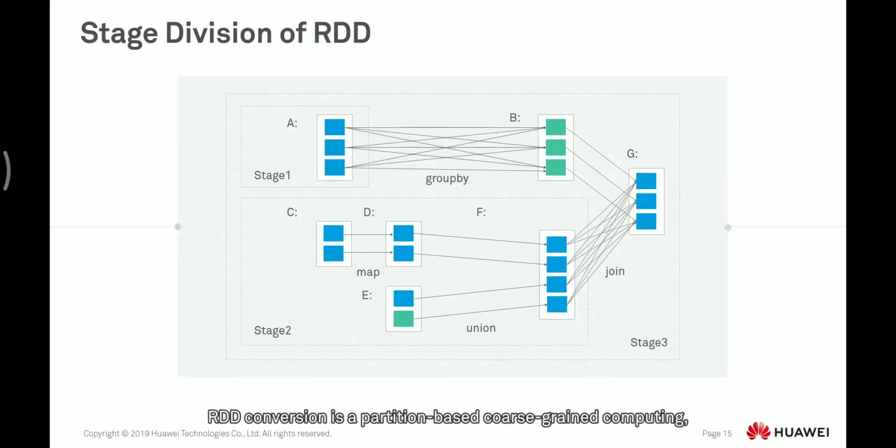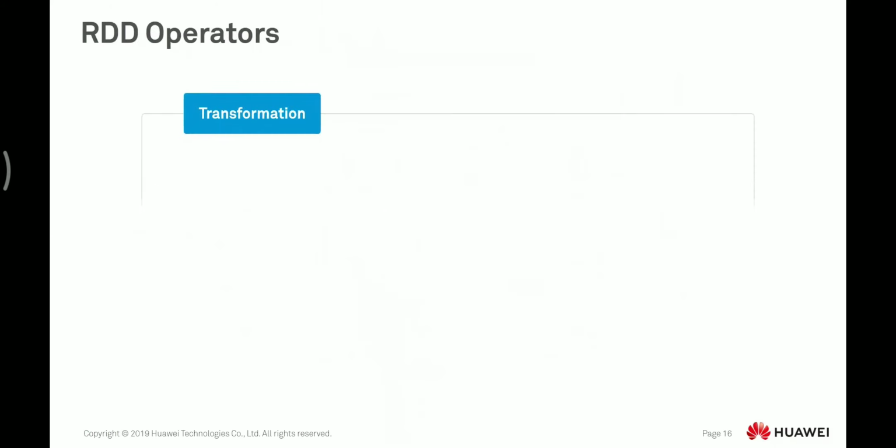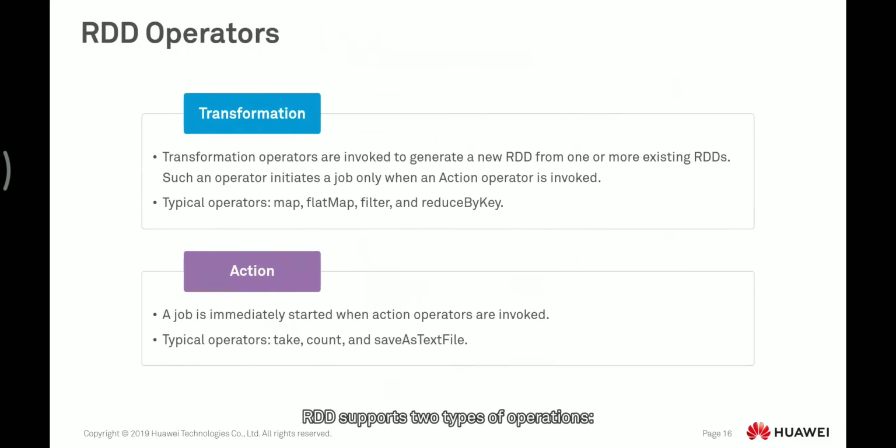RDD conversion is a partition-based coarse-grained computing, and the result of a stage execution is the RDD of these partitions. RDDs support two types of operations, transformation and action. For example, map is a transformation that passes each dataset element through a function and returns a new RDD representing the results. On the other hand, reduce is an action that aggregates all the elements of the RDD using some function and returns the final result to the driver program.